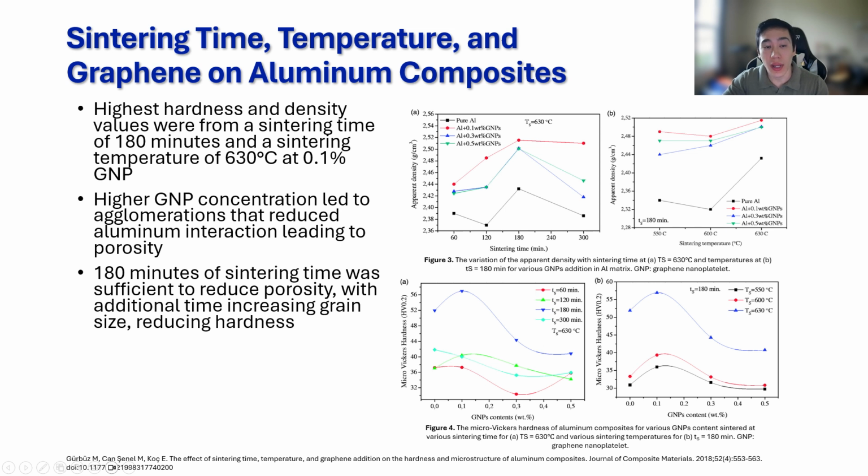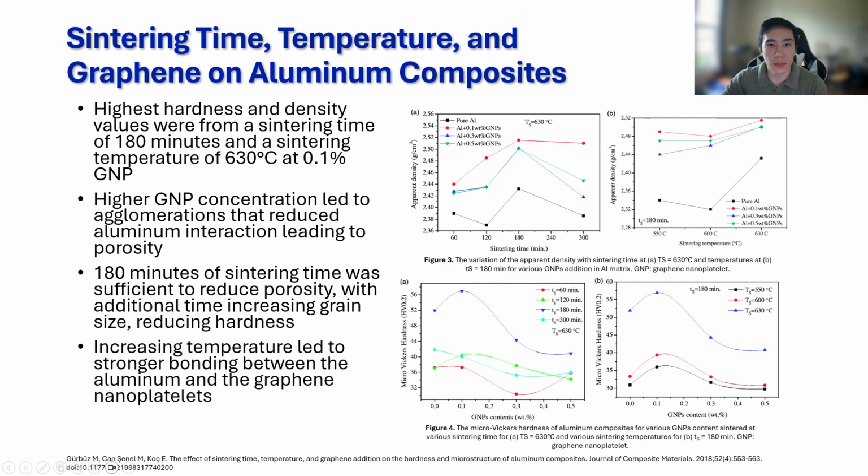Increasing the sintering time increased the grain size while simultaneously decreasing the porosity of the sample. Around the 180-minute mark of sintering, the rate at which the grains grew increased to the point where the reduction in hardness that it caused outpaced the increase from the reduction in porosity. This decreased the overall hardness of the sample.